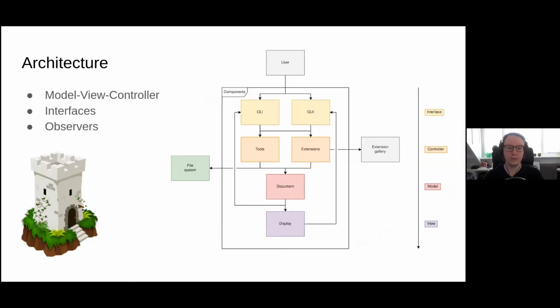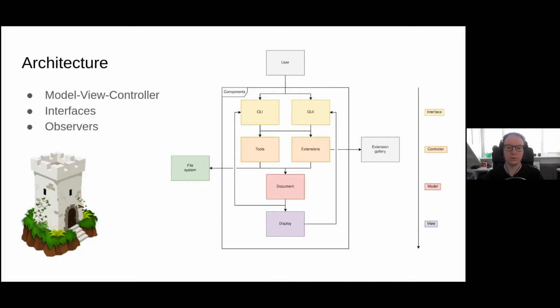The display, just below the document, is the main view. It renders the vector graphics to a canvas and represents it to the user through the use of the GUI. The tools and extensions are the controllers. These apply transformations to the documents, like adding shapes or blurring colors. These tools and extensions are also responsible for loading and storing files to the file system.